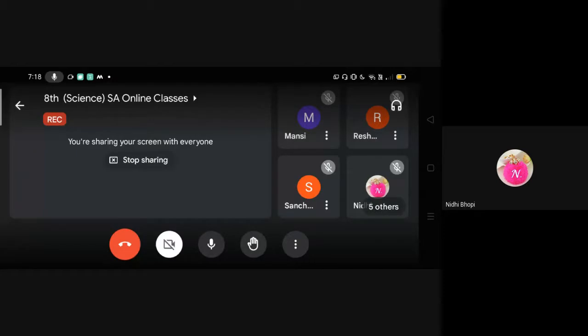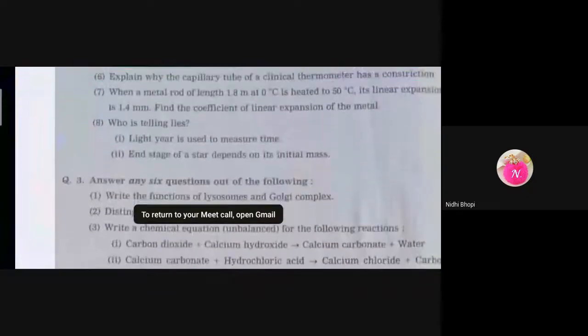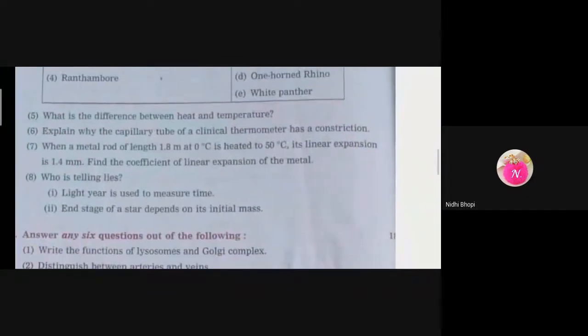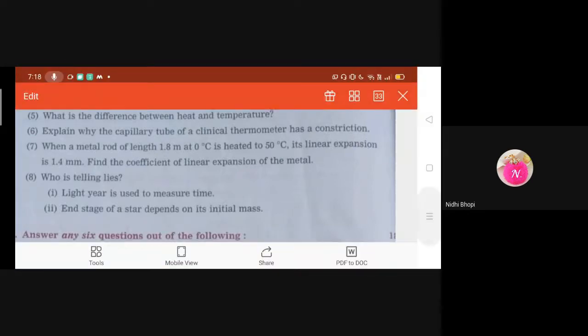No one? Explain why the capillary tube of a clinical thermometer has a constriction.